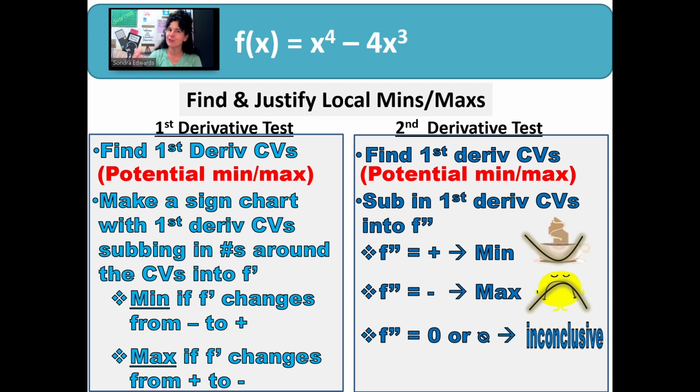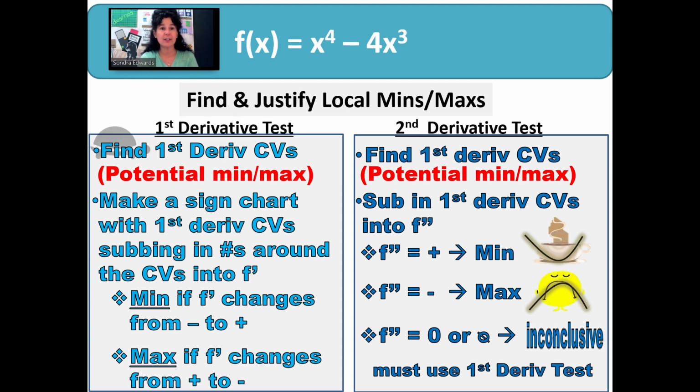It is often true, but it is definitely not a guarantee. So what ends up happening, you do that work of substituting in those first derivative critical values into the second derivative, and you end up getting out an answer of 0 or undefined. Well, then you have to scrap the second derivative test and go back and actually do the first derivative test.